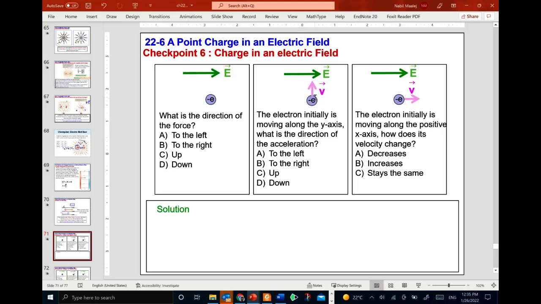So notice the velocity is along the y-axis, so it has an initial velocity in the y-axis. What do you think is the acceleration? Is the acceleration to the left, to the right, up or down? Okay, so we have up here. Anybody else up? Who says something else?